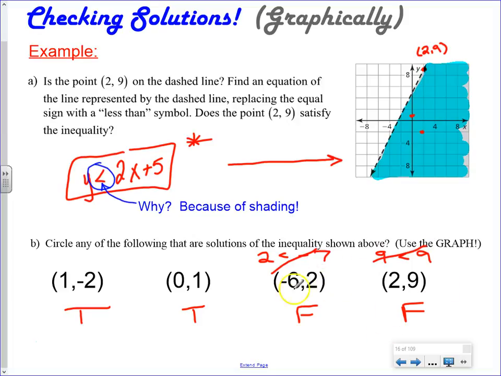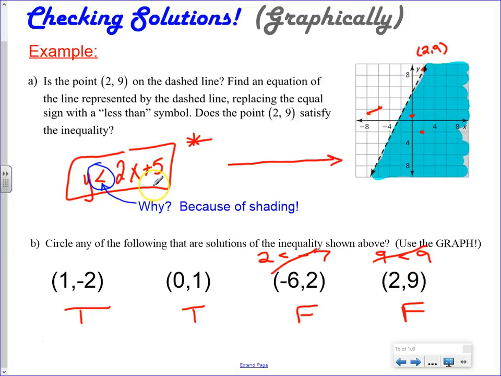Now wait, where are these points? Negative 6, negative 2, negative 4, negative 6, positive 2. Oh hey, where's that point, guys? It's in the non-shading, even though I messed up on my point. Where's 2, 9? On the line. Oh wait, and that didn't work either?